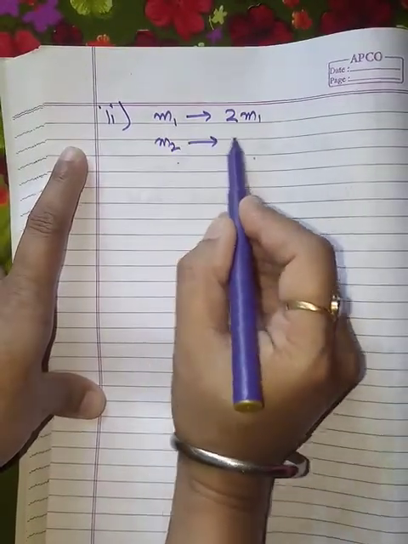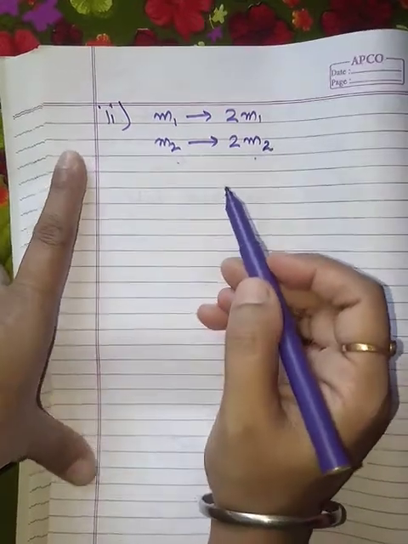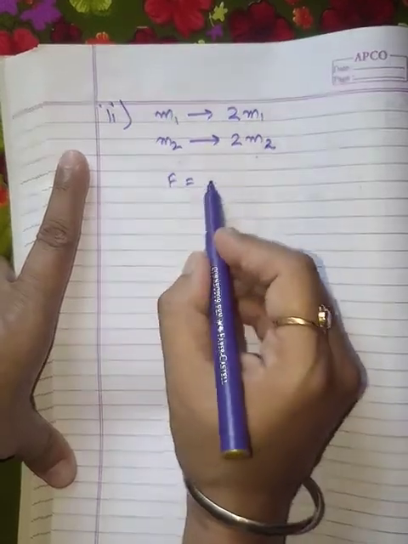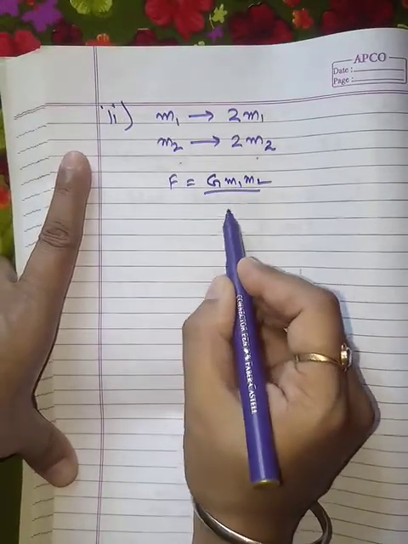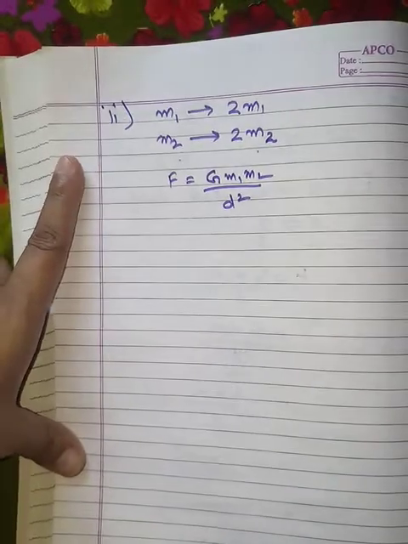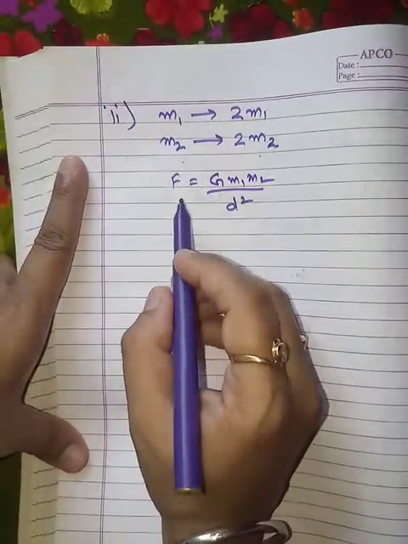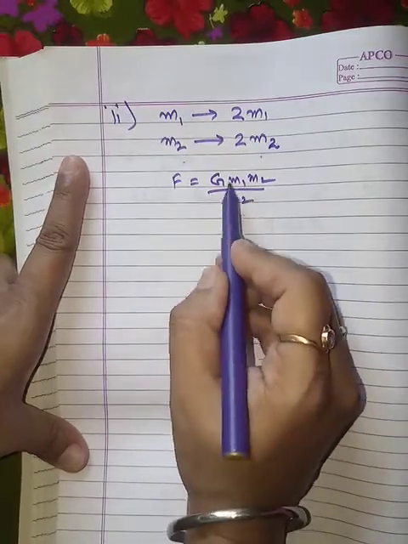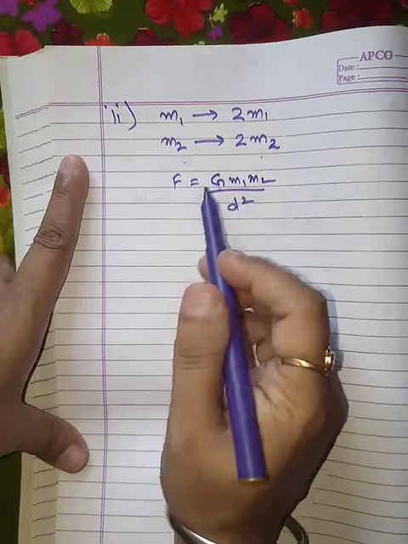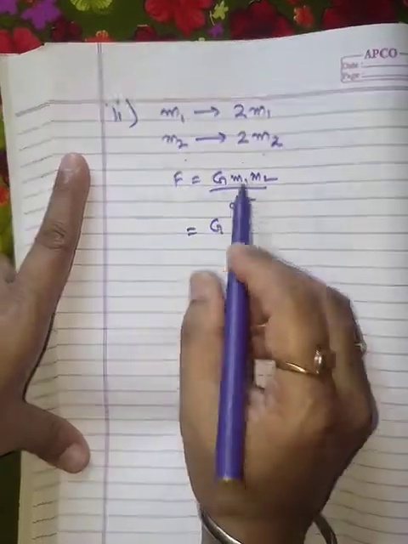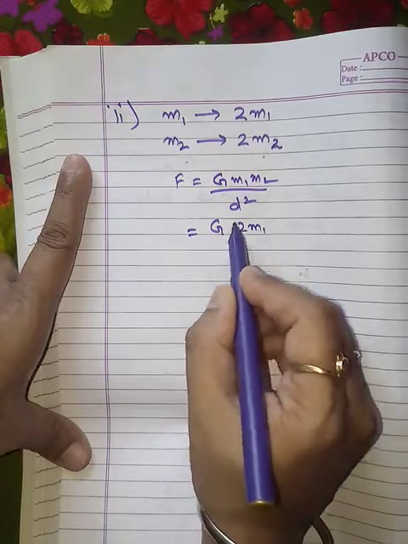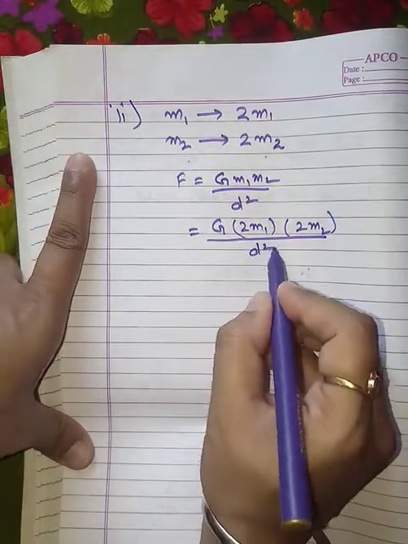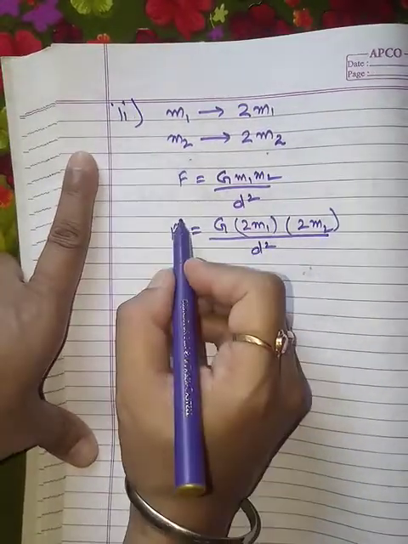If the mass m2 was there, it becomes double, that means 2m2. So if the masses are doubled, here in the formula F is equal to G m1 m2 divided by d square, we are looking into the situation that masses m1 and m2 are doubled. So we will put the formula like this: twice of m1 and twice of m2 divided by d square. This will be the new F.